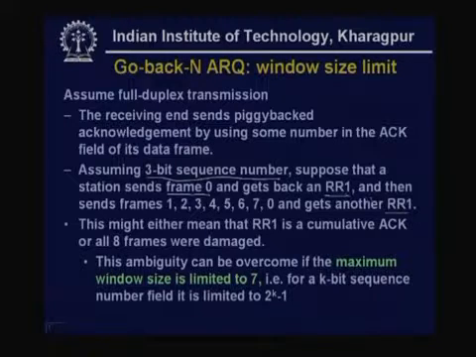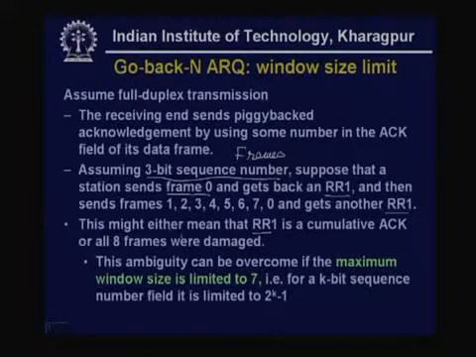So, it has received 2 RR1. Now, this might either mean RR1 is the cumulative acknowledgement or all 8 frames were damaged. So, the transmitter will be puzzled. If all are damaged and lost, then obviously this RR1 corresponds to the first 0, that means before this the frame 0 was sent, it corresponds to frame 0.